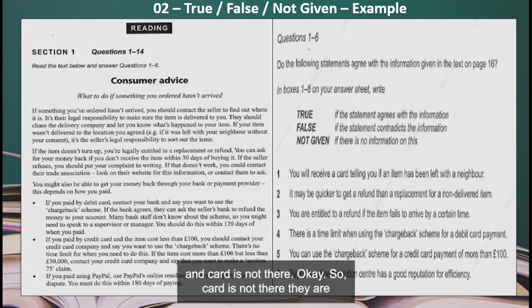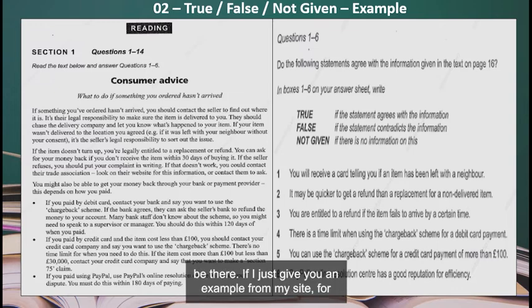Item and neighbor are there, but card is not there. They are saying that it is the seller's legal responsibility to sort out the issue. The seller will sort out the issue, but that they will give you a card, or call you, or send you a message, or send a boy to confirm that your item has been left with a neighbor, is not mentioned over there. So this statement is not given, because the information given in the statement is not given in the passage. This is how true, false and not given questions work.